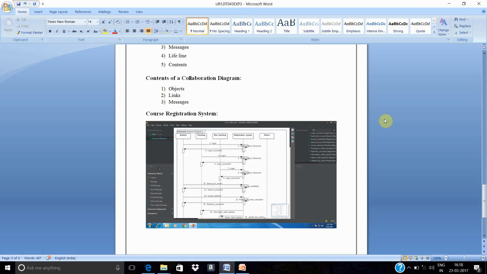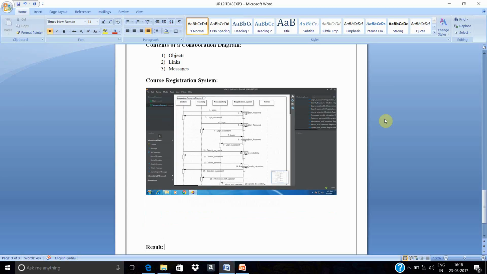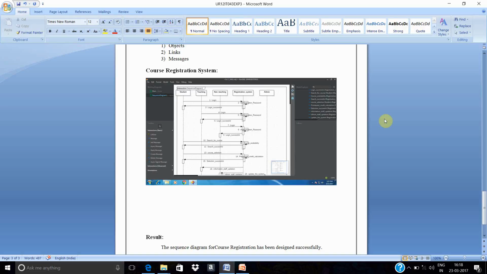UML has introduced significant improvements to the capability of sequence diagrams. Most of these improvements are based on the idea of interaction fragments, which represent smaller pieces of an enclosed interaction. The sequence diagram for the course registration system is presented.